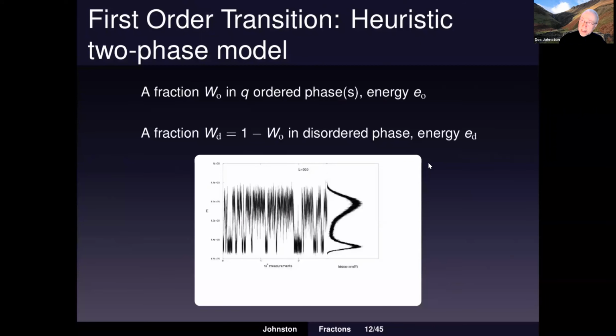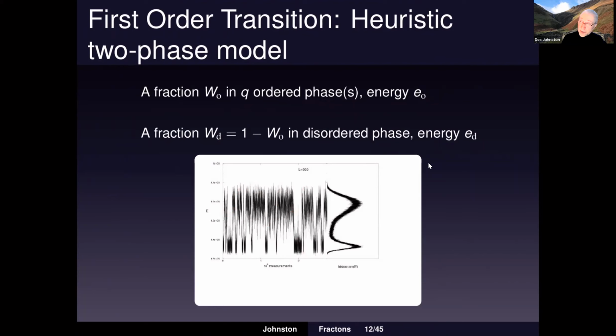So if you've got a Q state Potts model, that's a bit like an Ising model, but now, instead of two different sorts of spins, plus and minus, Q different flavors of spins. And that means that you've got Q possible ground states that it can choose to go into. So what you see is some fraction in one of the ordered phases with some energy, and another fraction in the disordered phase. So as it goes along, it's jumping from the disordered to the ordered phase.